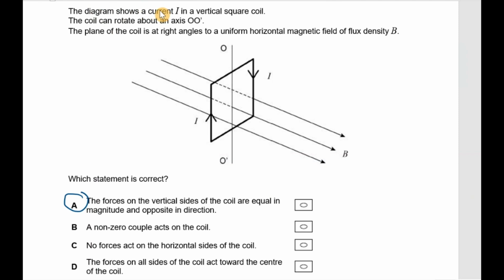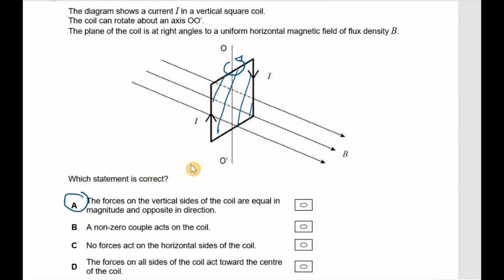So, the diagram shows a current I in a vertical square coil. The coil can rotate about the OO axis, so the coil can do that. The plane of the coil is at right angles to a uniform horizontal magnetic field, flux density B. So there's the magnetic field, and the plane of the coil just means that there. Which statement is true?